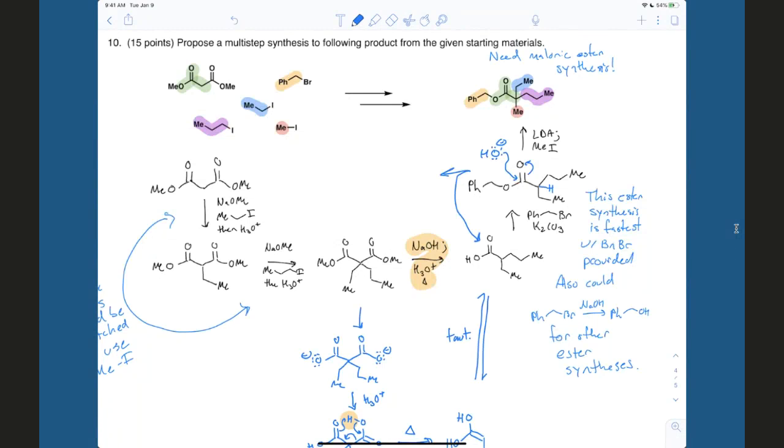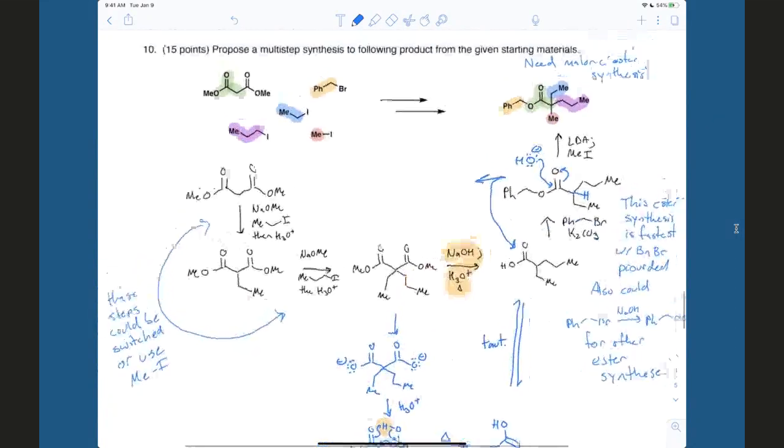Something you could probably get away with. Oh yeah, you could totally use sodium hydride here. Where do I have sodium hydride? Here, you could use sodium hydride if you want to. You could use sodium hydride here if you want to. Sodium hydride's a great base.